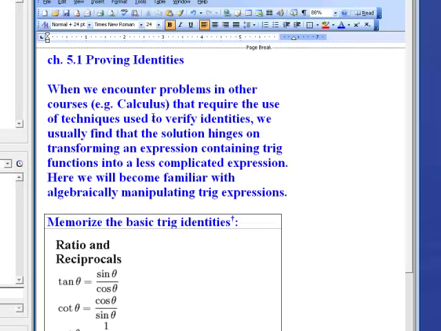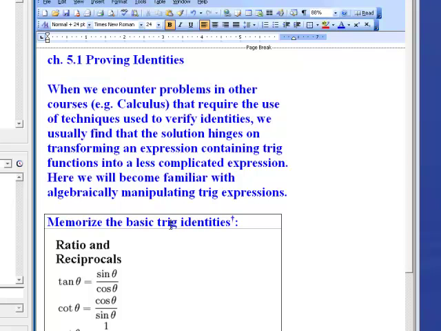Welcome to this lecture on proving identities. The entire chapter is pretty much about using identities and formulas to manipulate them and perhaps get a trigonometric expression into a simpler form.